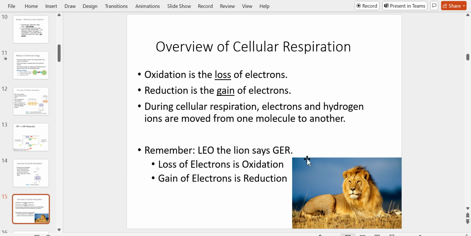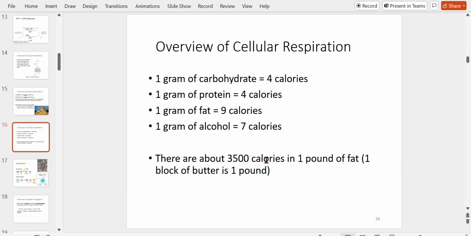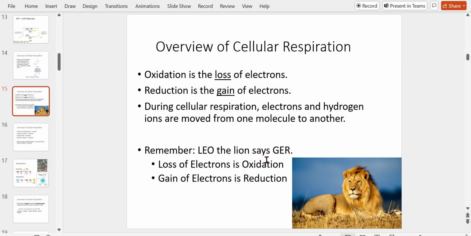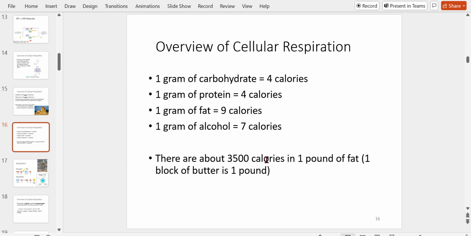Remember, Leo the lion says grr. Loss of electrons is oxidation. Gain of electrons is reduction. Leo the lion says grr. If you have a better one, let me know. That's as good as we can come up with.